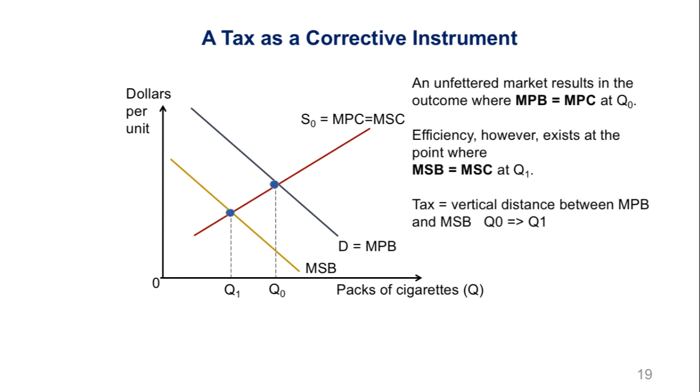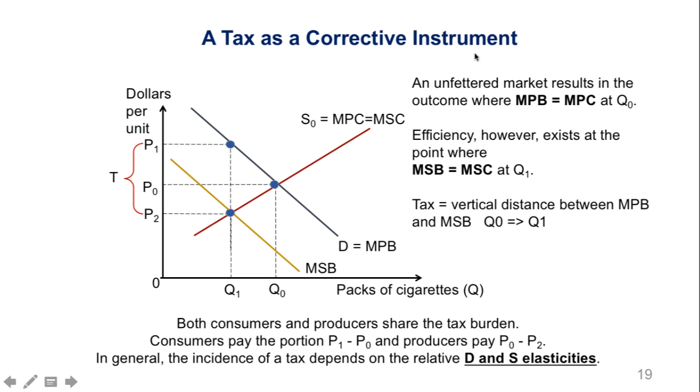We can show a tax as a corrective instrument. Suppose that, first of all, without market intervention, the unaffected market results in an outcome where the marginal private benefit is equal to the marginal private cost at Q0.